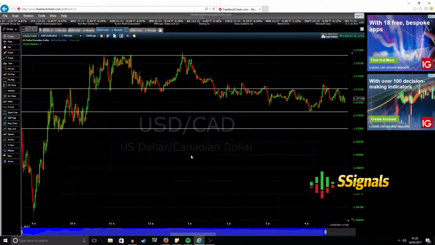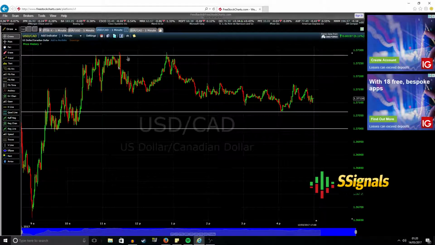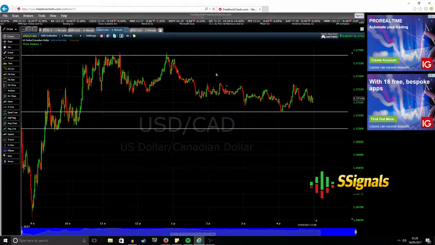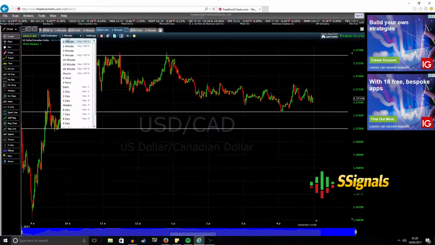But what you want to do is line them up and see if price action really occurred. So as you can see, these are 1, 2, 3 key levels of price movement. What I like to do is cycle up the charts to make sure my levels are actually strong and accurate.